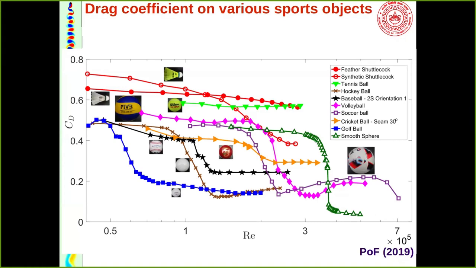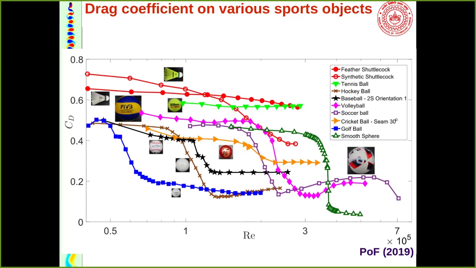Okay. So just to put things in perspective, the smooth sphere is these hollow triangles. If you look at a cricket ball, that's this. So an earlier transition. If you look at, for example, a tennis ball, somewhere here. The tennis ball has a much higher drag coefficient, but it is always in a turbulent state, and that's because of this felt. So the felt already makes the boundary layer turbulent, and it also adds to the drag.